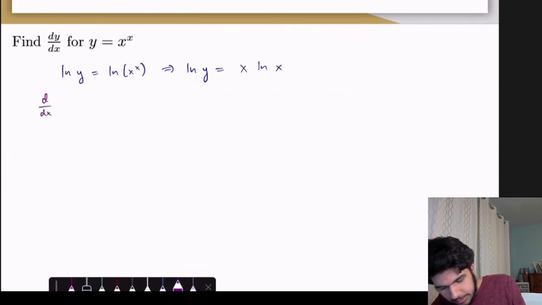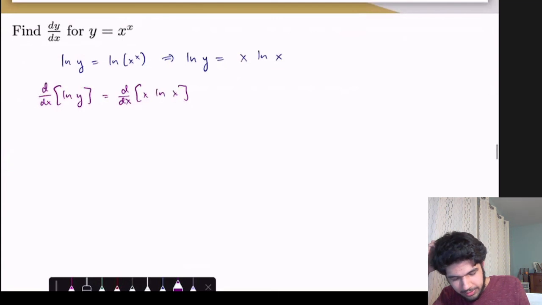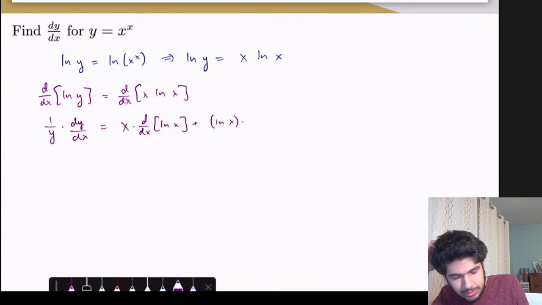d/dx of ln of y equals d/dx of x ln of x. For the left-hand side, we've done this previously in the video, and we got this. For the right-hand side, we'll have to use the product rule. So first times the derivative of the second, plus second times the derivative of the first. And just do some simplification.